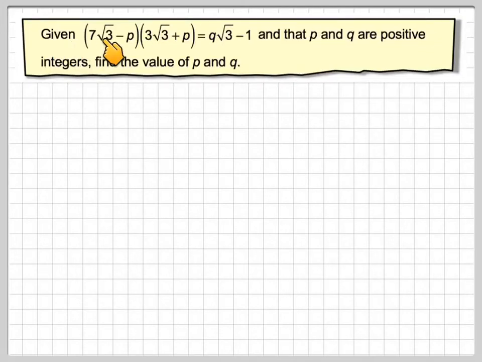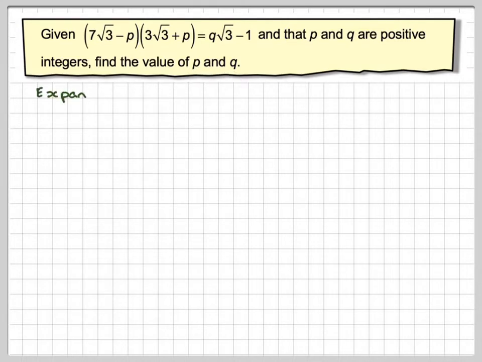Given that (7√3 − p)(3√3 + p) = q√3 − 1, and that p and q are positive integers, find the values of p and q.